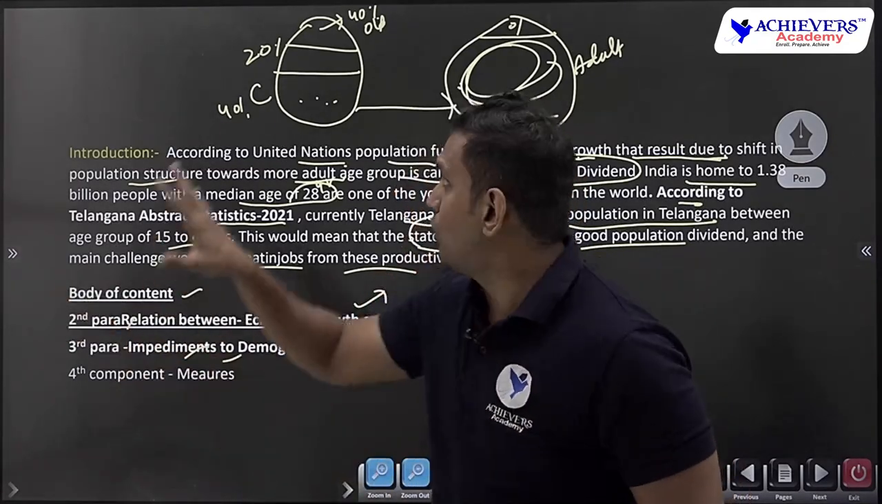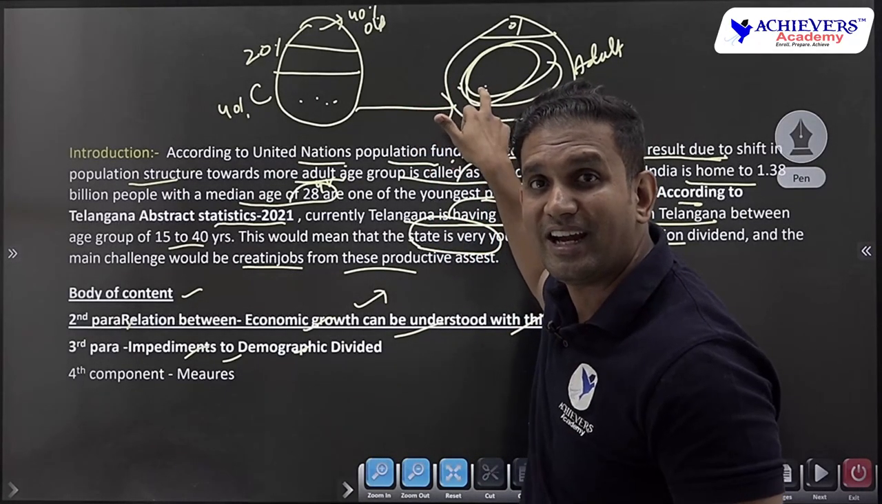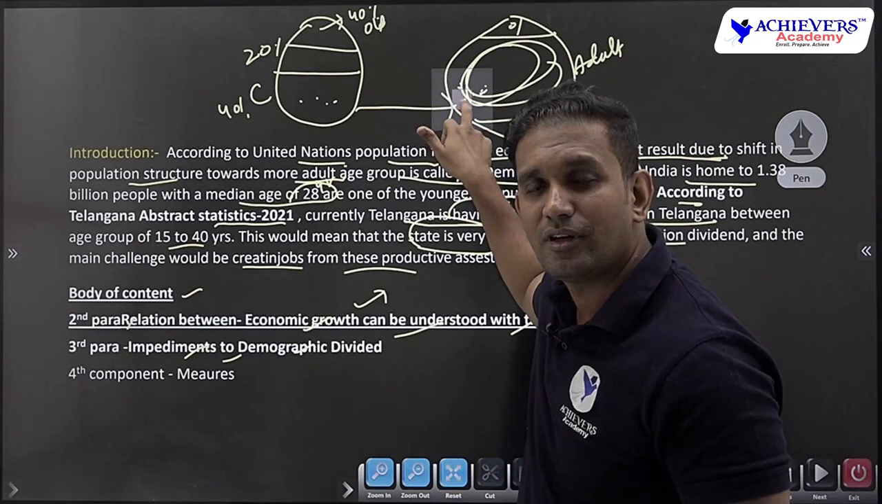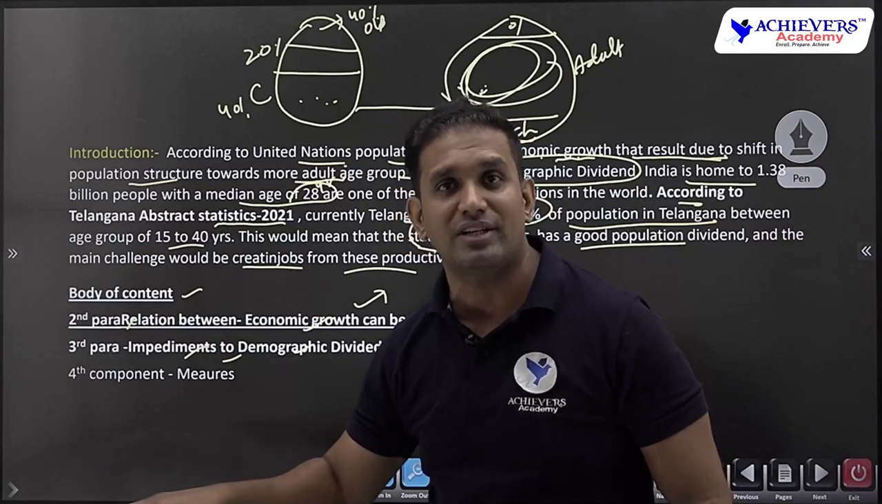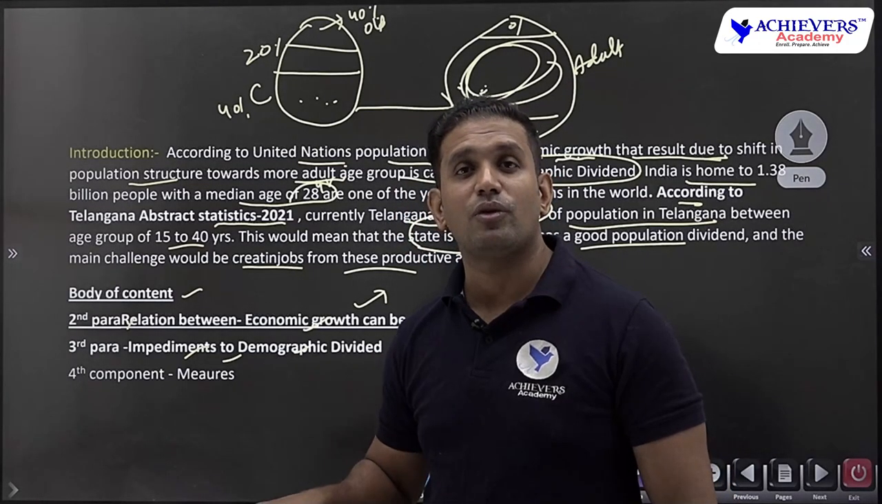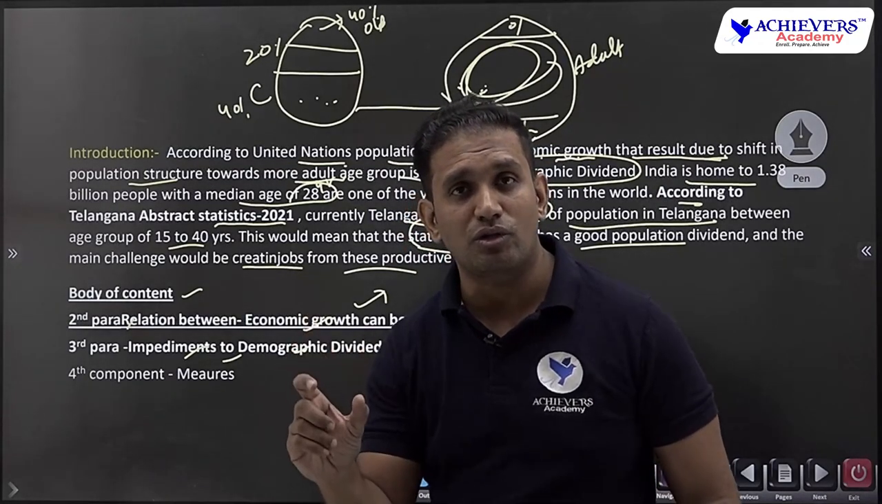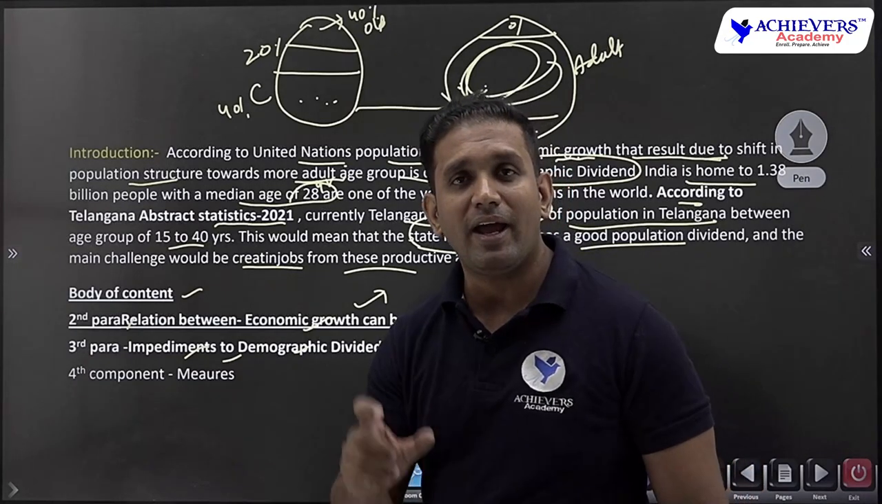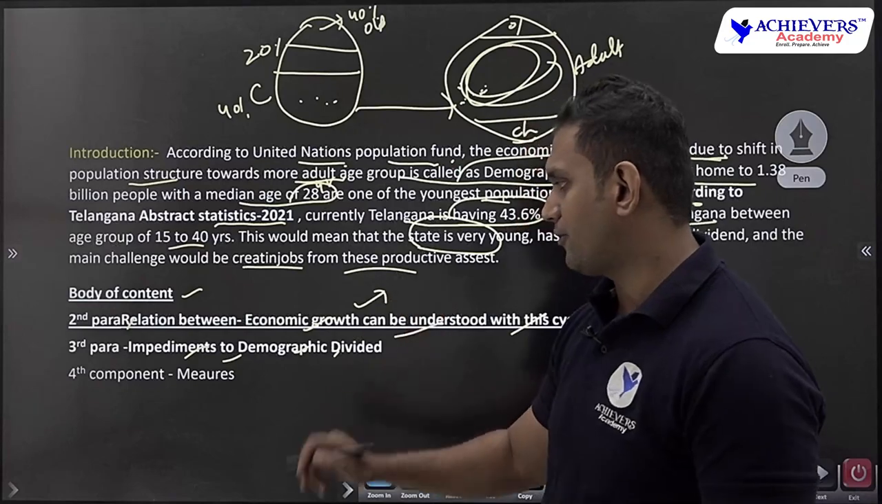So there are some factors. Even if you are having a good population structure of demography like this, it will not give you fruits. Not give you fruits because of what? Illiteracy, because of being unskilled, because of gender disparity, because of social taboos. Geographical immobility. So you also have to give the reasons how the demographic dividend will be hampered. This is the third paragraph.